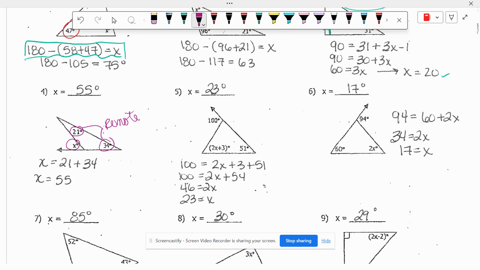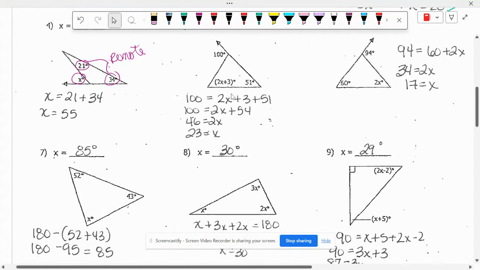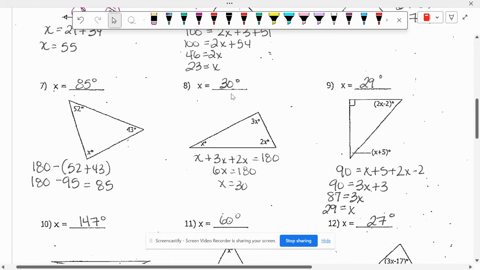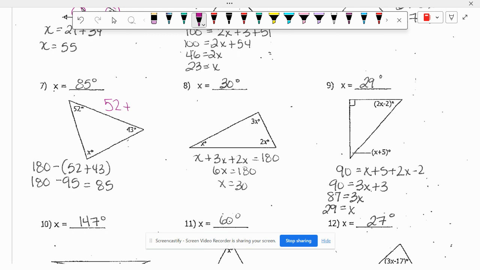Example number 5: 2x plus 3 plus 51 equals 100. So x is 23. Number 6: 60 plus 2x equals 94. X is 17. All right, number 7, triangle sum theorem: 52 plus 43 plus x equals 180. You find out that x is 85 degrees.